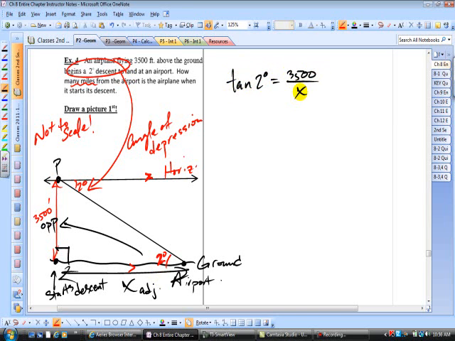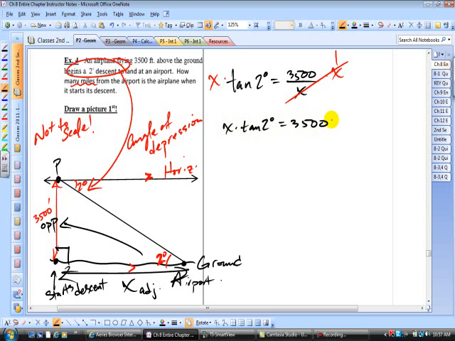This is the first time in this lesson that the variable is in the denominator, which we don't want. We can't multiply by 3,500 feet because then we'll get 3,500 feet squared. We multiply both sides by x in this case. You always multiply by the denominator to clear your fractions. So that's step 1. We get x times the tangent of 2 degrees is equal to 3,500.